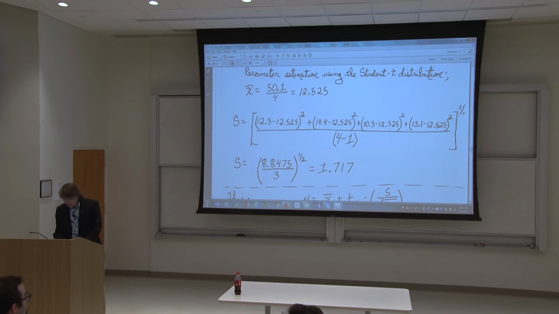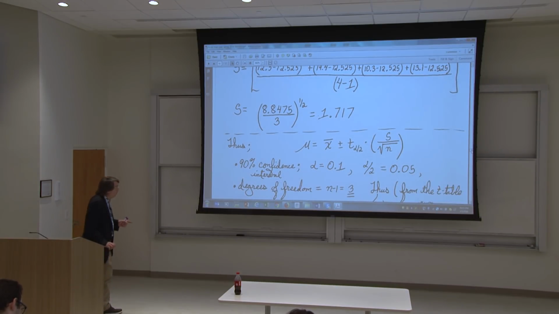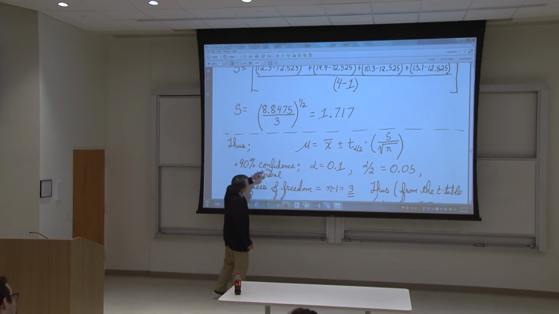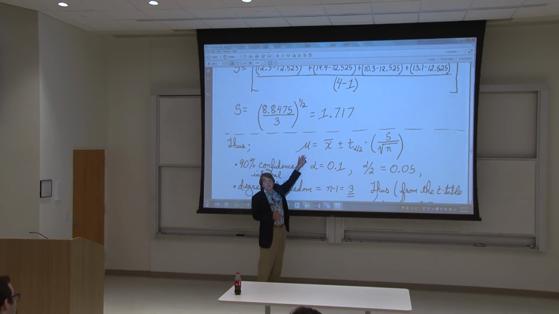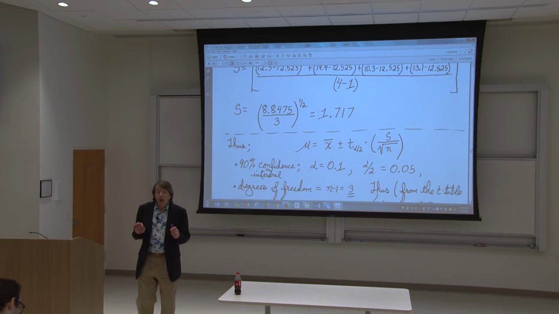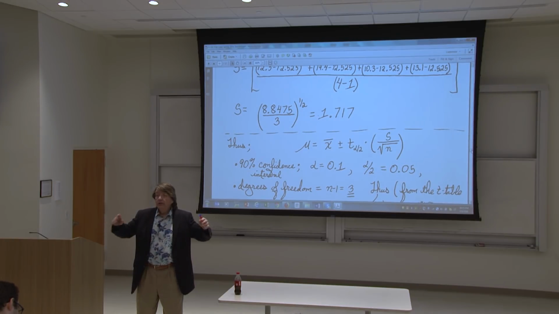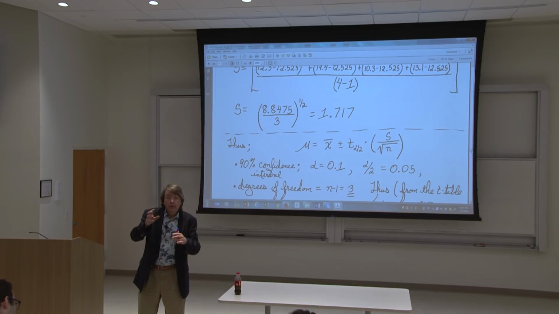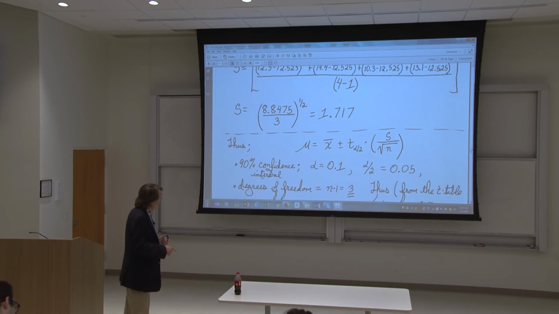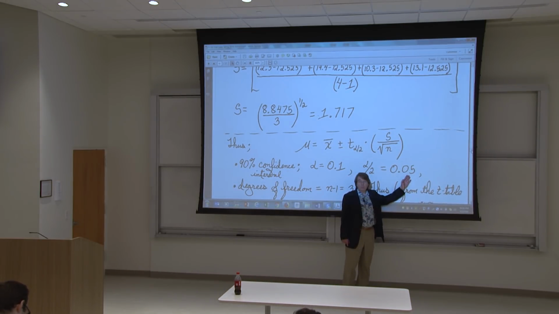Now, I think this parameter estimation is pretty easy. This formula is the critical one. It's given on the formula sheet. So we wanted 90%. That means the area of the tails of the distribution is 0.1. Since we have a single-sided student t table, the area on the one tail is 0.05.